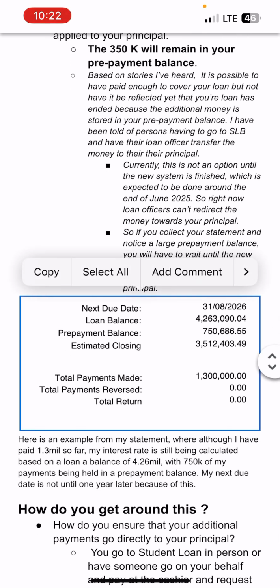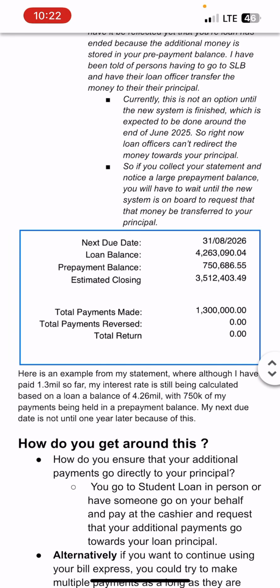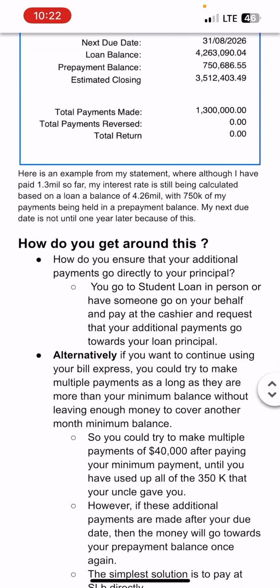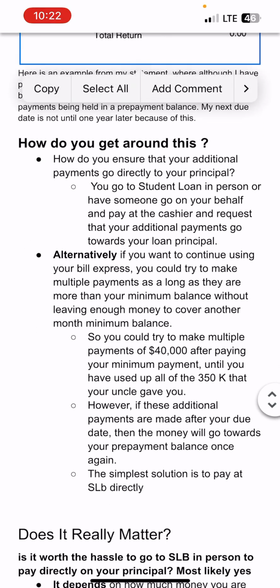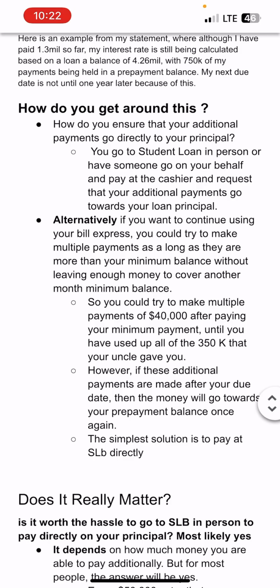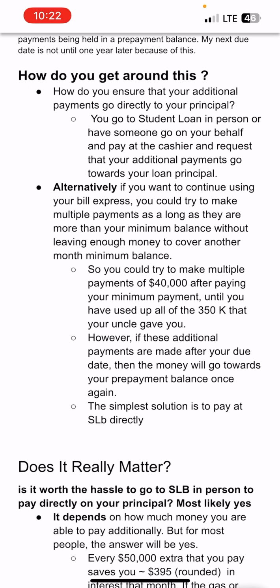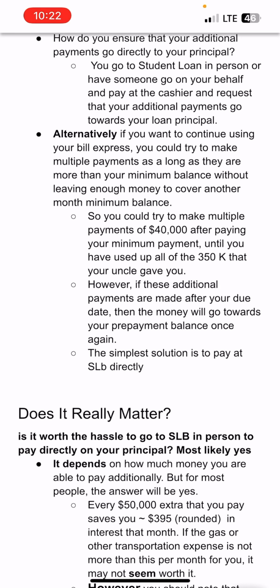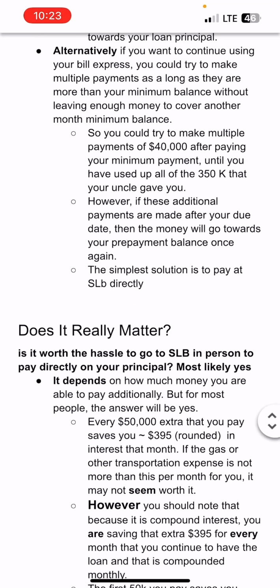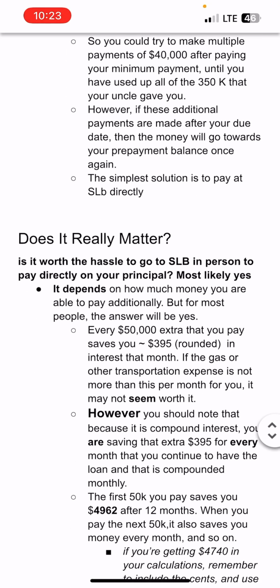And again, here is a snippet of one of my statements where the prepayment balance is 750,000. Many months of trying to pay extra, and it just went into the prepayment balance. All right. So, how do we get around this? I told you already. Suppose I can't reach student loan, I have nobody in Kingston who can pay for me. You could try doing the multiple payments thing, and you just try to make it not go past 2 times the amount.